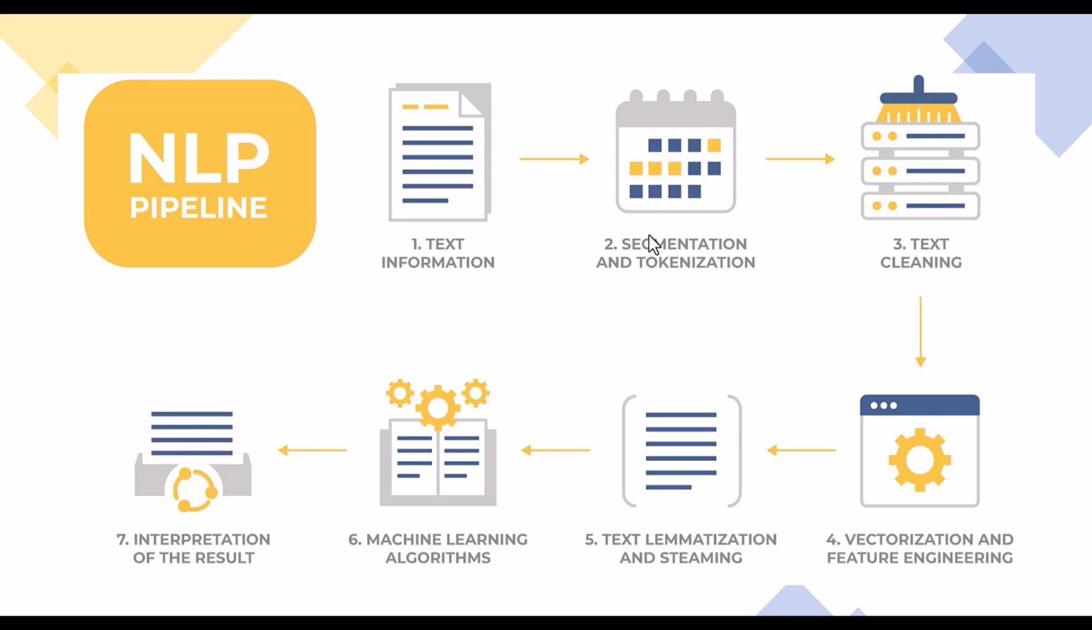This is the process of how NLP is done here. You have text input, thereafter segmentation and tokenization of the input data is done. Thereafter the cleaning of text data is done, then vectorization and feature engineering is done. Thereafter a machine learning algorithm can be applied once text data is converted to numerical data, and then finally interpretation and results are calculated here.